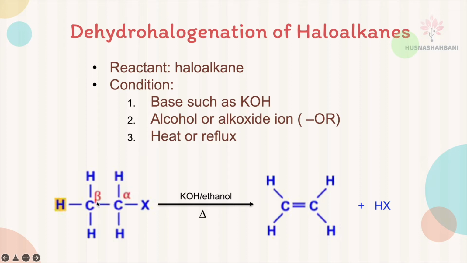So for instance, in this haloalkane, this hydrogen is removed and this halogen X is also removed. So these two carbons, the one attached to the hydrogen and the one attached to the halogen, will form a double bond at the end of the product. So it will form alkene and hydrogen halide, the hydrogen attached to the halogen that is removed. This is the dehydrohalogenation process.